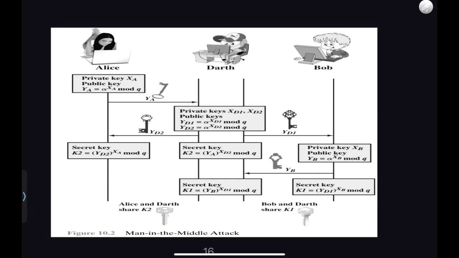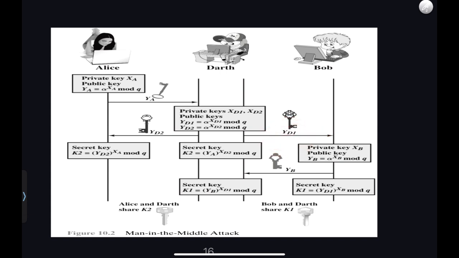After that, Alice will send its public key to Bob, right? So Alice will send YA here, and Dart will be there in the middle. Dart will intercept, and Dart will calculate his own public key and private key now. When Alice has sent her public key, Dart received it. Dart has got the public key of Alice, but then he'll send YD1 to Bob.